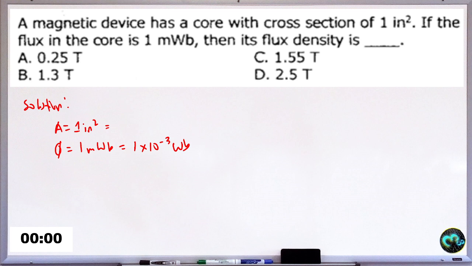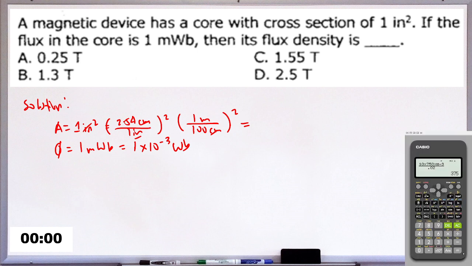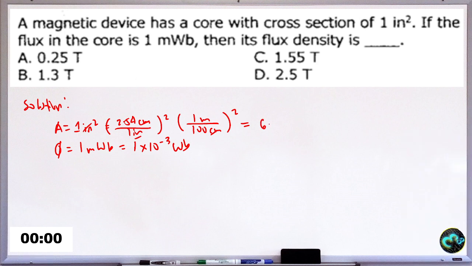Habang itong square inch, we convert that 1 into square meter. So, ang gawin natin is convert first into square centimeter. So, 2.54 centimeter is to 1 inch square. Tapos, ang 1 meter is equivalent to 100 centimeter square. So, we are left with square meter. So, 1 times 2.54 squared divided by 100 squared. So that is equal to 6.45 times 10 to the power of negative 4 square meter.